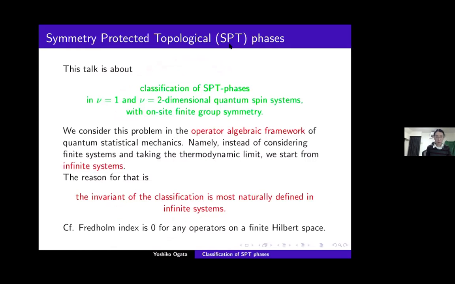More precisely, I talk about classification of SPT phases in spatial dimensions 1 and 2, in quantum spin systems with on-site finite group symmetry. That is the kind of problem I'm interested in, and in order to think about this problem, I would like to use the operator algebraic framework of quantum statistical mechanics.